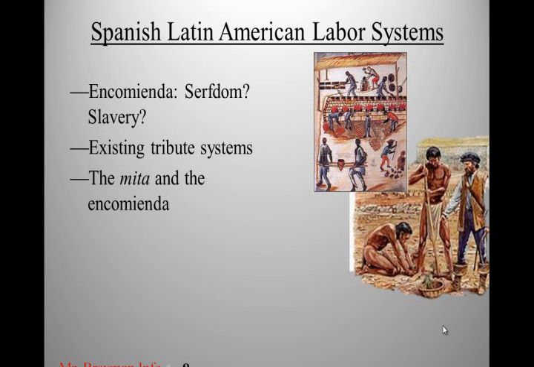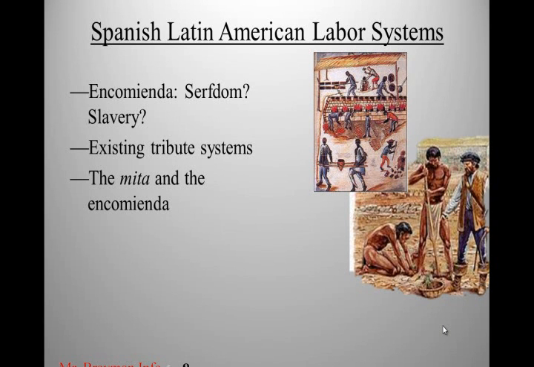So it's kind of like serfdom. It's like the serfdom system from Europe from the medieval period, where you don't own people, you own land, and people are stuck on that land and can't go anywhere, so you can kind of control those people. It's kind of a lighter form of slavery.